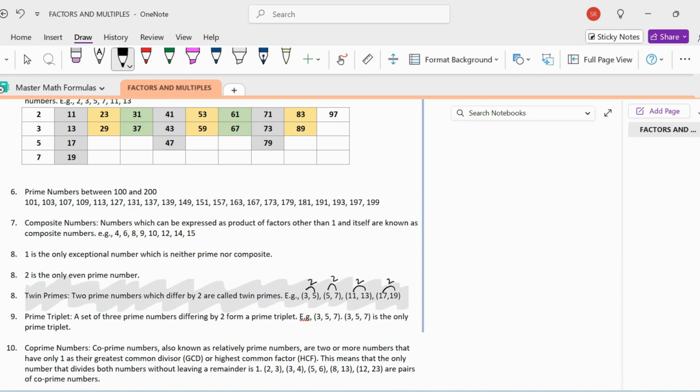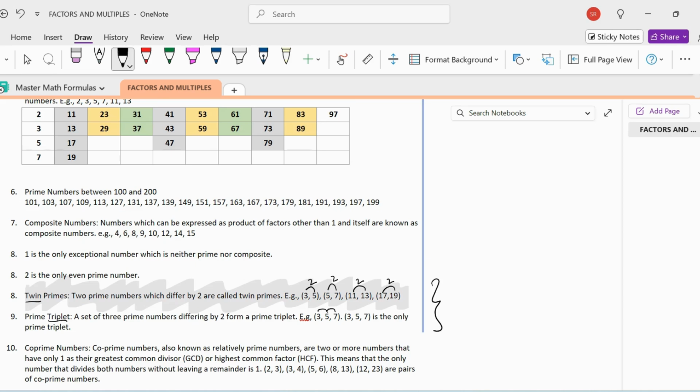Prime triplet. A set of 3 prime numbers differing by 2 form a prime triplet. Like you call it a twin for 2 numbers, it will be a triplet for 3 numbers, the difference being 2. 3, 5, 7 is the only prime triplet. There are no other prime triplets. I hope it is clear. Twin primes and prime triplet. So which is the only prime triplet? It is 3, 5, 7.